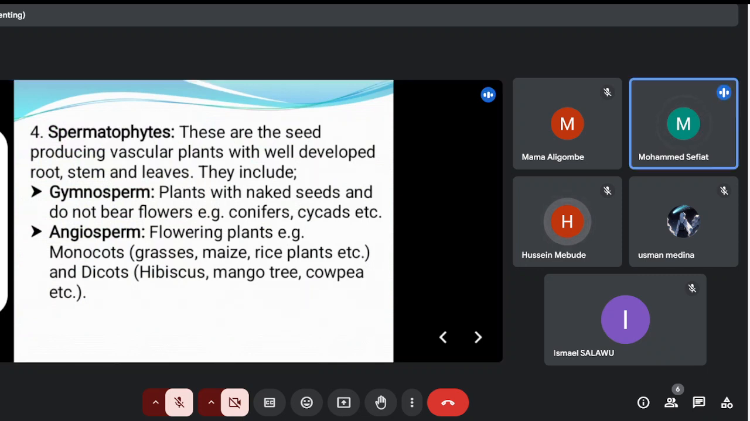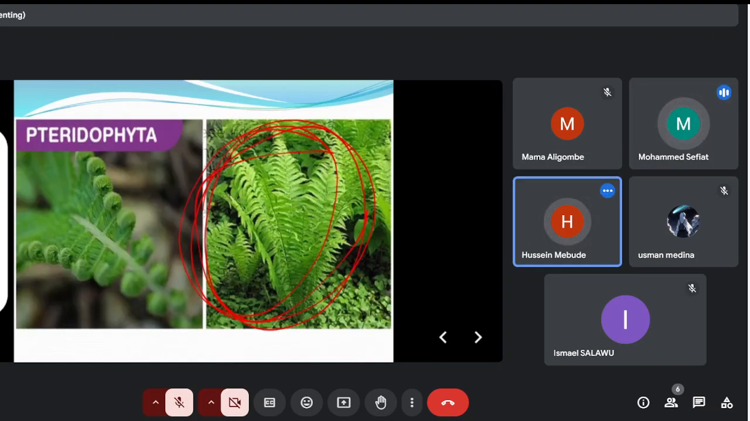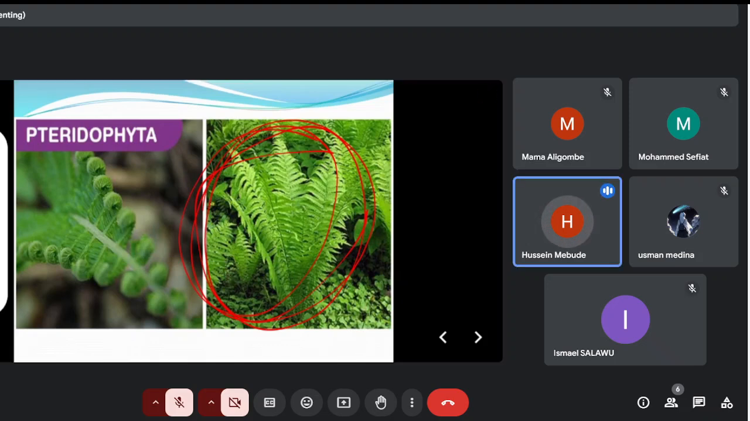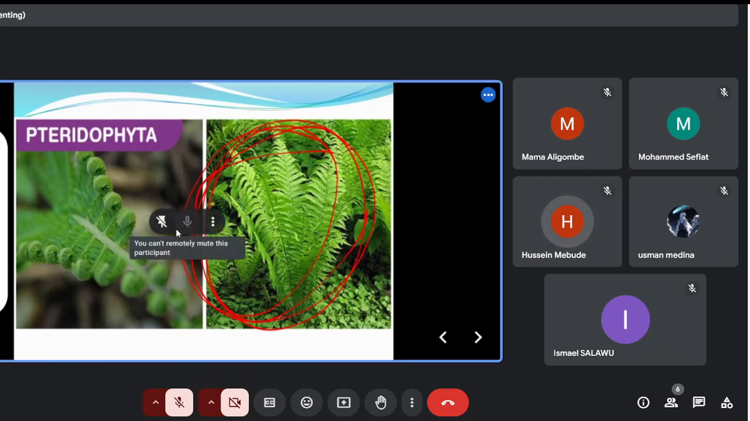The pteridophytes have antheridia and archegonia. Yes, they also have the male and the female gametes. Their male gametes are in antheridia, the female gametes in archegonia.